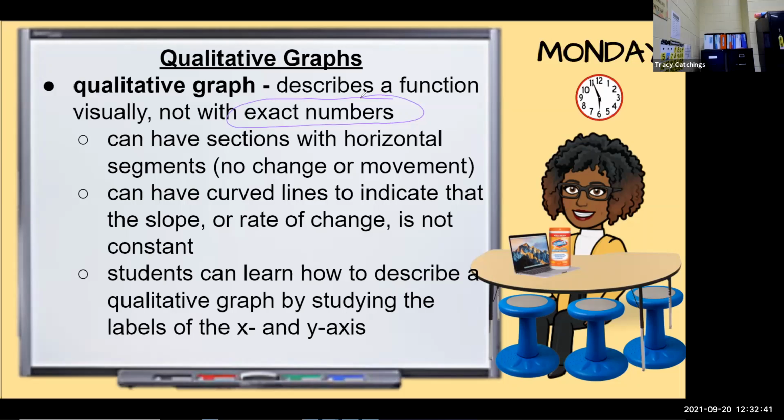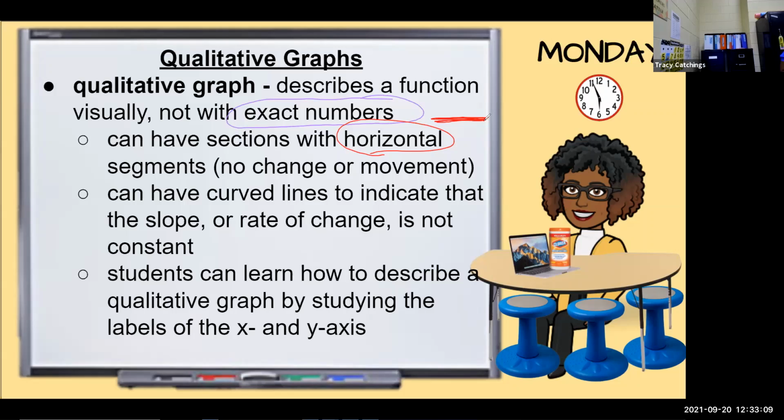It then tells us it can have sections with horizontal segments. That means no change or movement. What direction is horizontal? Good job. That is side to side. So anytime we see a movement that goes straight across, that means no movement, or it's pretty much maintaining whatever it was. And then it tells us we can have curved lines to indicate that the slope or rate of change is not constant.